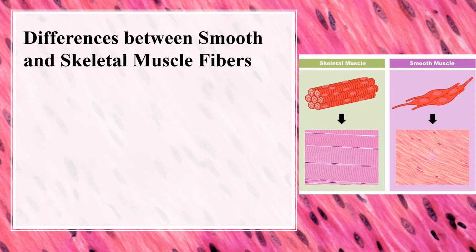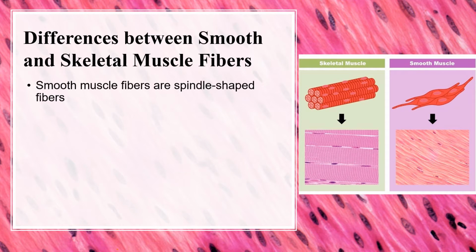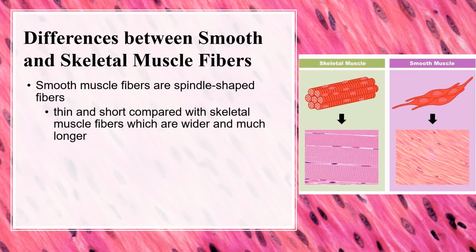So now we're going to talk about some differences between smooth and skeletal muscle fibers. We've talked a lot about skeletal muscle, and hopefully you are very familiar with the structure of the skeletal muscle. But let's talk a little bit more about smooth muscle. So smooth muscle is going to tend to have this spindle-shaped fiber, okay? And they're going to be thin and short compared to skeletal muscle fibers, which are very long. Okay, skeletal muscle fibers are the longest muscle fibers that we have in our bodies.